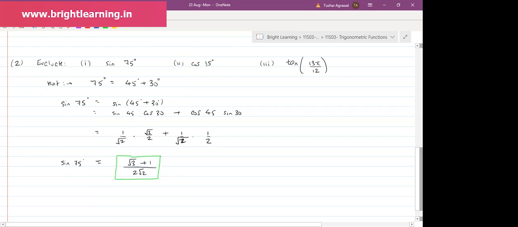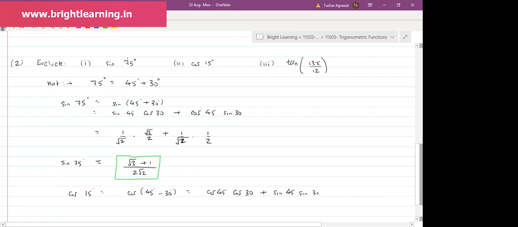Sine 75 cos 15. You can use the identity also over here. Means see cos of 15. You could have done it this way also, that nothing wrong in it. Cos 15 is equals to cos of 45 degree minus 30 degree, and then substitute the values. Cos of a minus b is what? Cos a cos b plus sin a sin b. Substitute the values and you will get the answer.